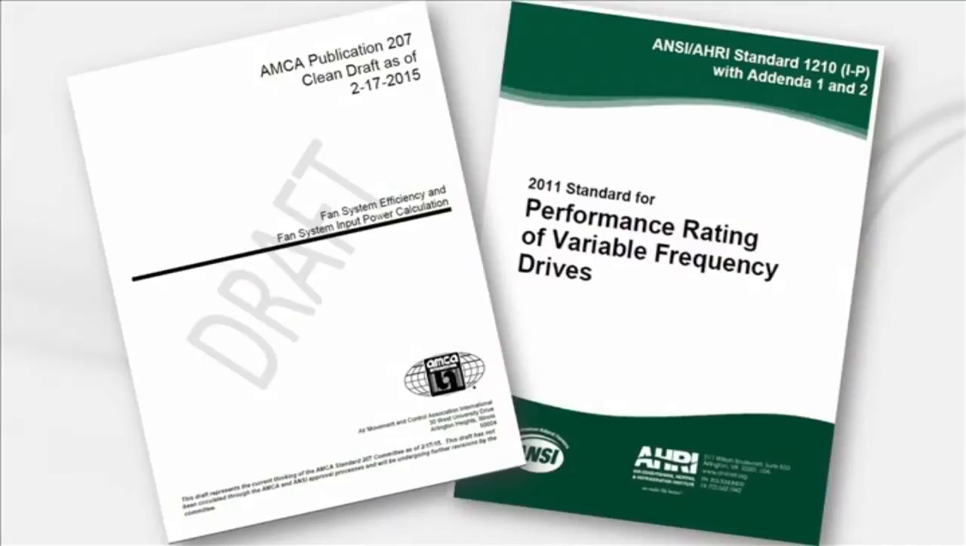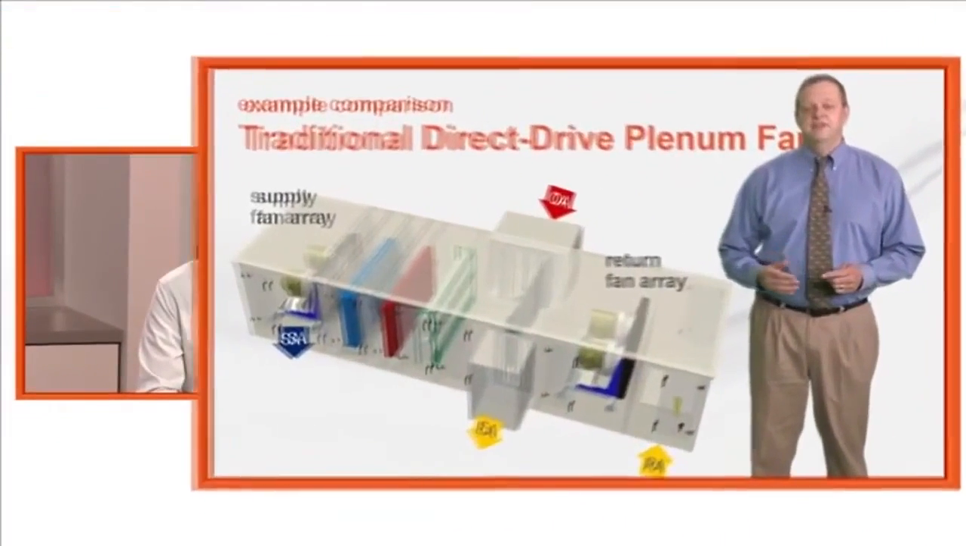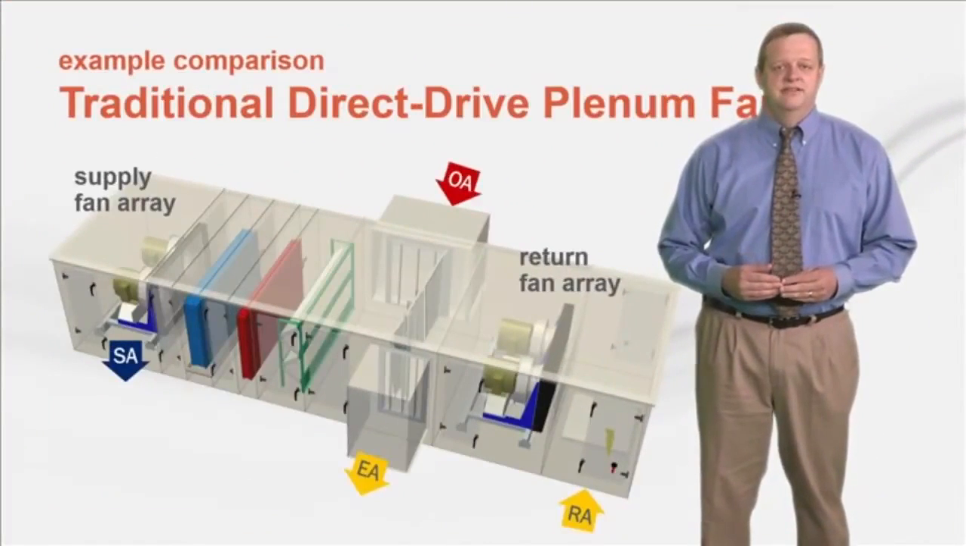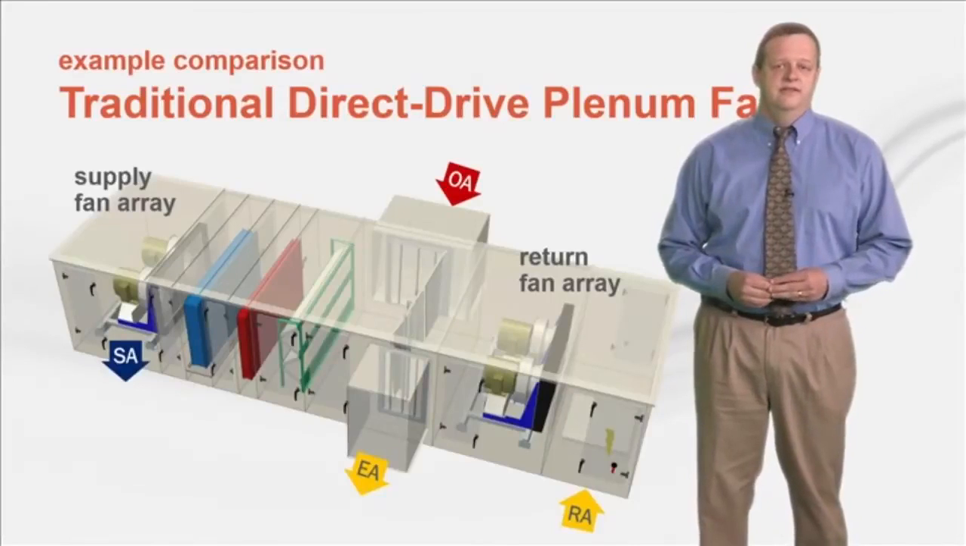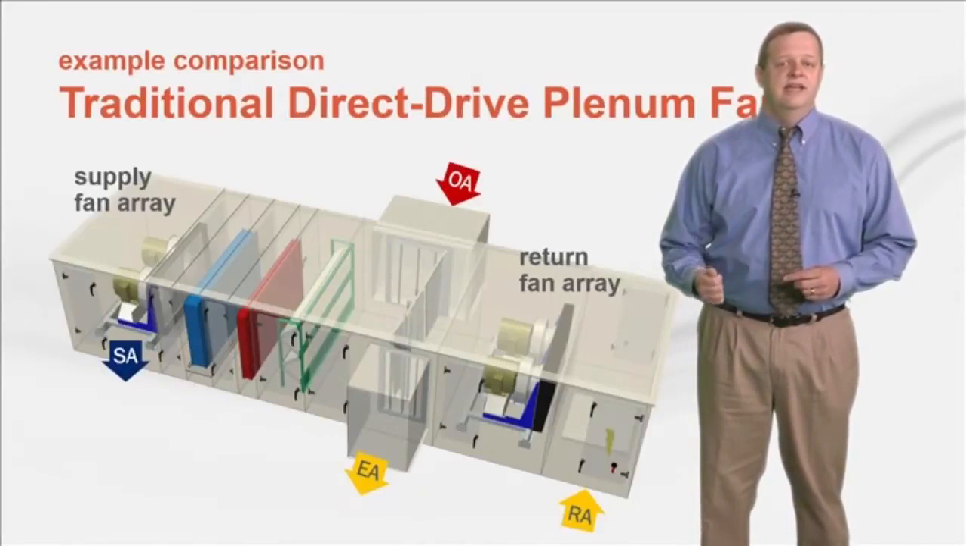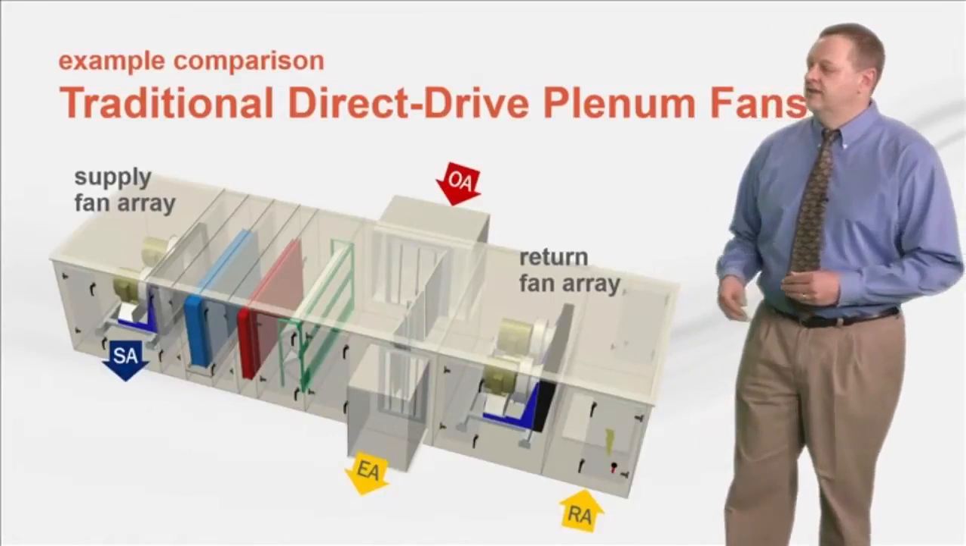It's important to note that an estimate of the missing losses can be calculated using AMCA Standard 207, and AHRI Standard 1210 provides a method to evaluate VFD efficiency. As these standards mature, the comparison of different fan types should shift to focusing on input electrical power rather than brake horsepower. To demonstrate the benefits of motorized impellers, let's compare two outdoor air handling units, each equipped with a supply and return fan array.